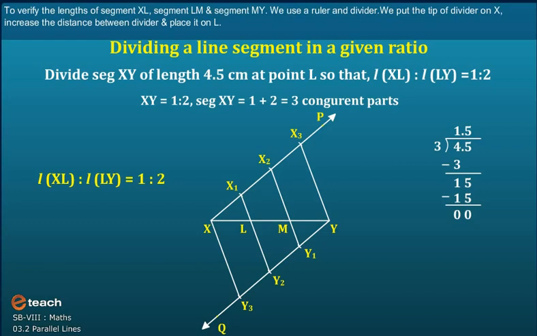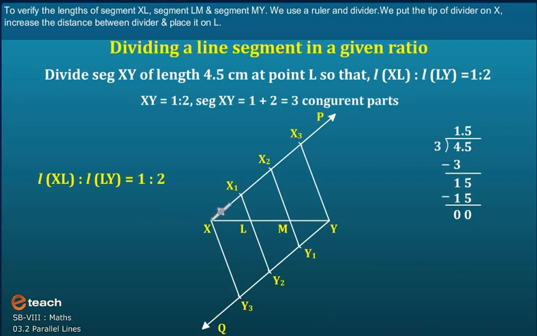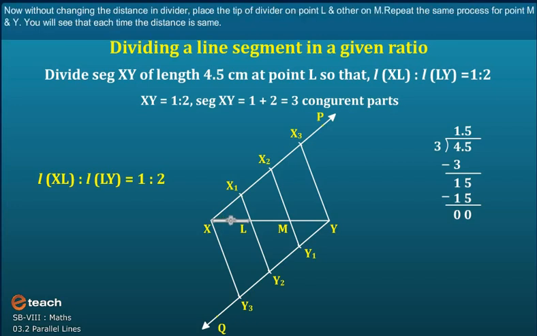To verify the lengths of segment XL, segment LM and segment MY, we use a ruler and divider. We put the tip of divider on X, increase the distance between divider and place it on L. Now without changing the distance in divider, place the tip of divider on point L and other on M. Repeat the same process for point M and Y. You will see that each time the distance is same.